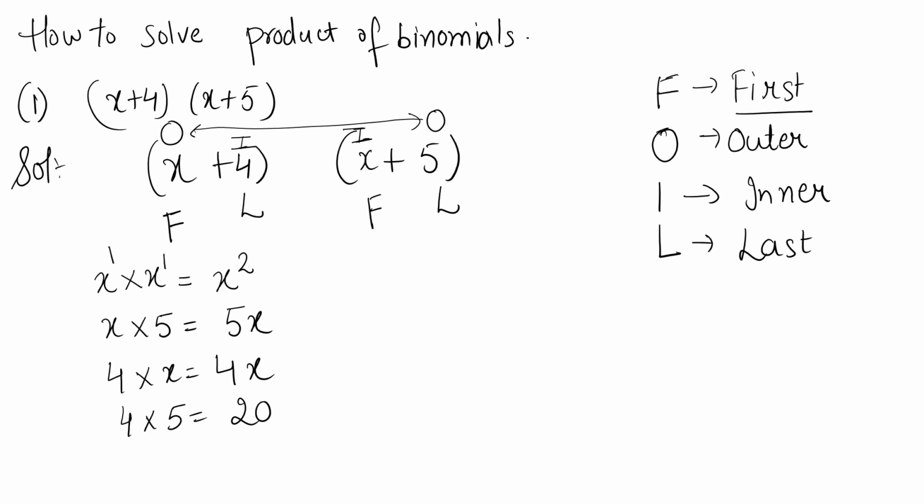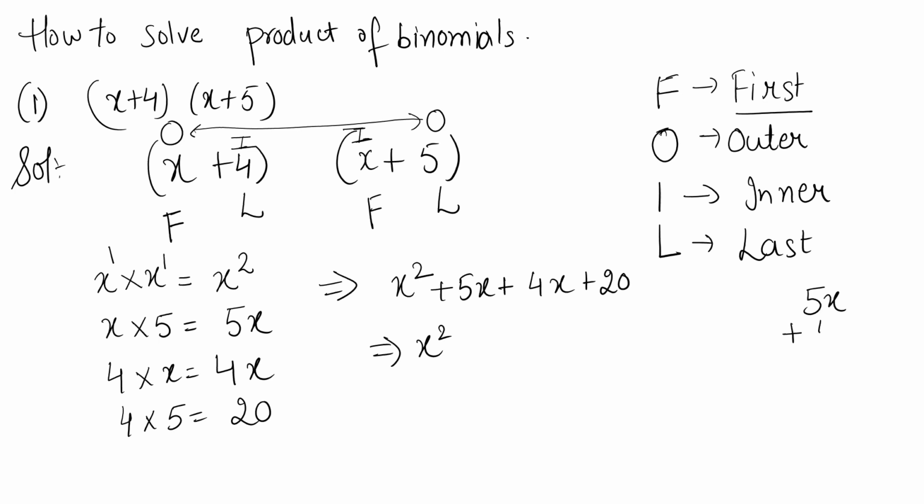Now we are going to write the whole terms with their signs. x squared plus 5x plus 4x plus 20. So 5x plus 4x becomes 9x. So the answer will be x squared plus 9x plus 20. With this method, we solved our product of binomials.